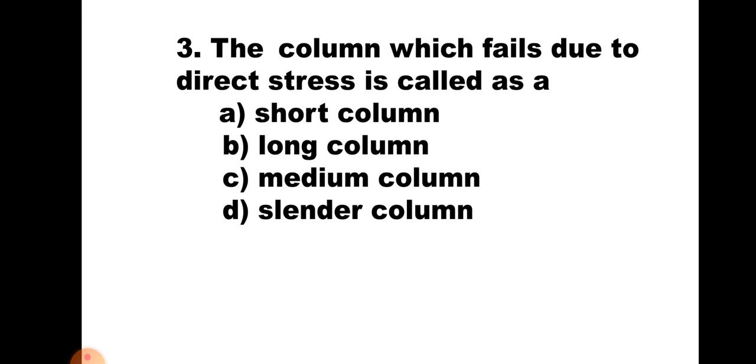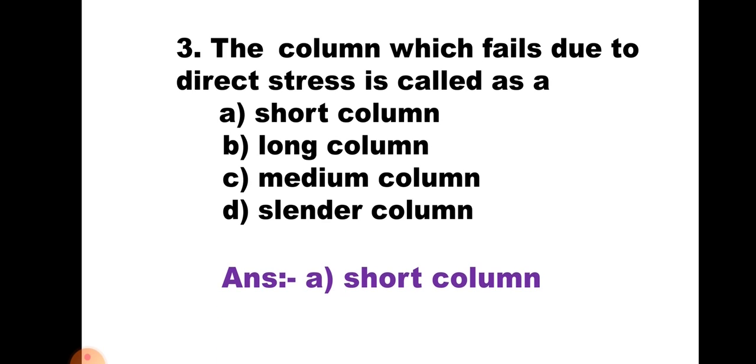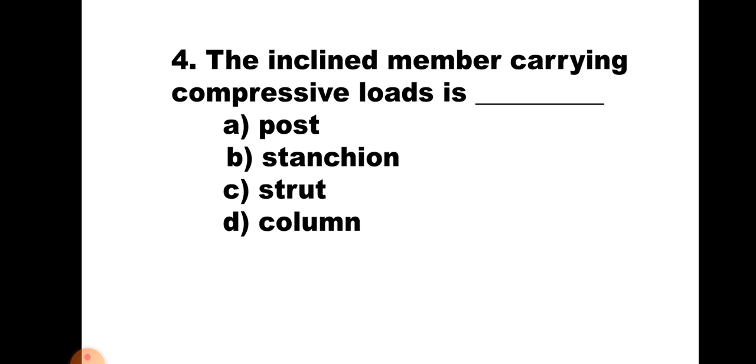Question number 3. The column which fails due to direct stress is called as A, short column, B, long column, C, medium column, and D, slender column. The column which fails due to direct stress is always a short column which is crushed, and such types of columns are used in the laboratory to find out the crushing stress of the material of that column. Hence the correct answer of this is A, short column.